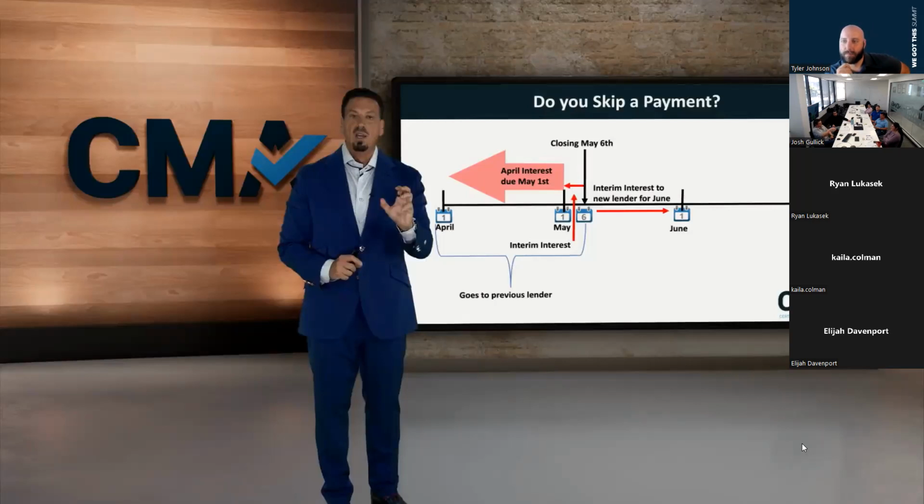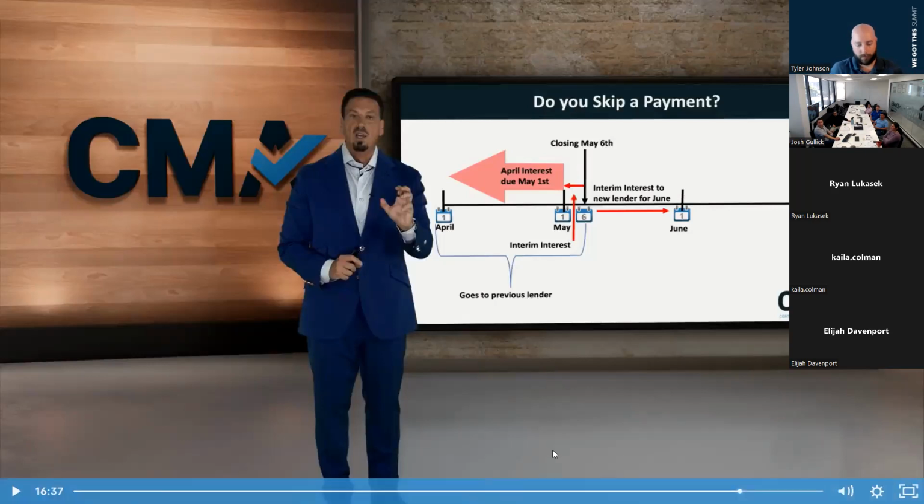Yes, you will not have a June 1st payment, if that's what you're asking. But if anybody tells you you're skipping a payment, they're either lying to you or they don't understand it. So that way you make everybody else sound like they're either trying to rip people off or they don't know what they're talking about. So that's the point. Okay, I gotta keep this going.